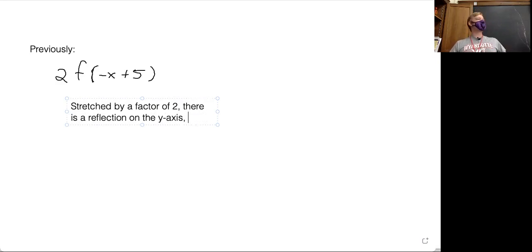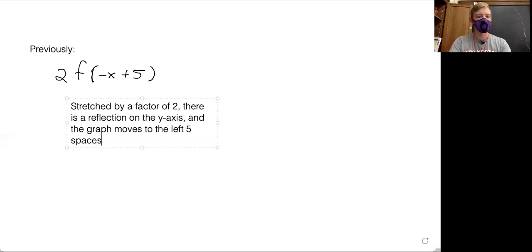And then what about that 5 there? Right, our graph is going to move to the left 5 spaces. So we were able to identify all 3 of these transformations based on this right here. Thank you so much for helping me out with that.